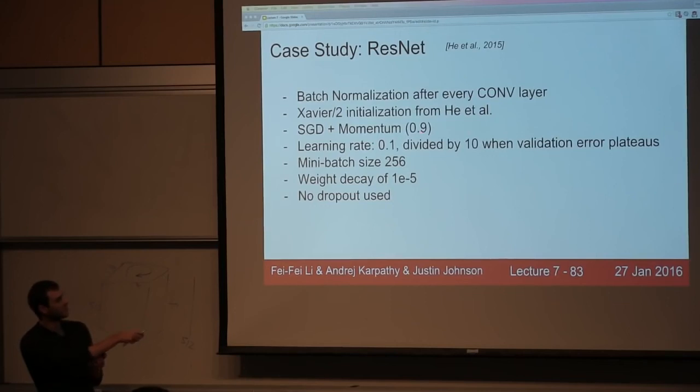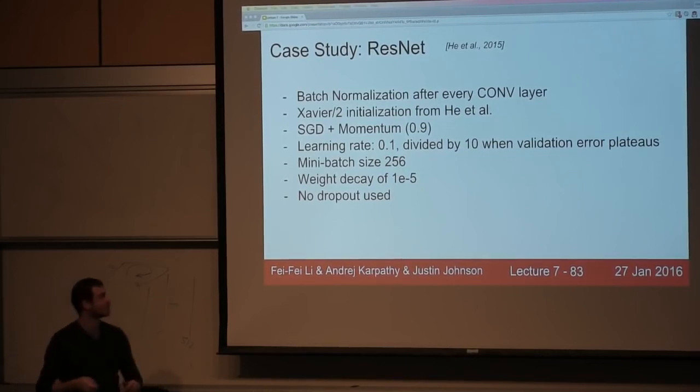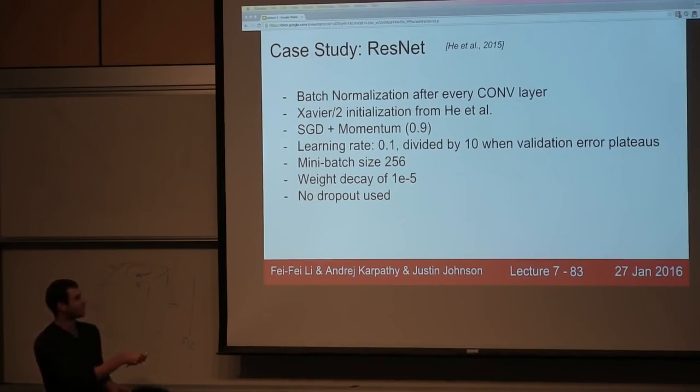They use SGD momentum with 0.9. Learning rate is 0.1. You'll recall AlexNet uses an initial learning rate of 0.01. The reason you can get away with a slightly higher learning rate, I assume, is because of the batch norm layers. They usually allow you to do that. So a bit of a bigger learning rate, and then divide by 10 anytime the validation error plateaus. Mini batches of size 256, weight decay of 1e-5. So these are relatively standard.